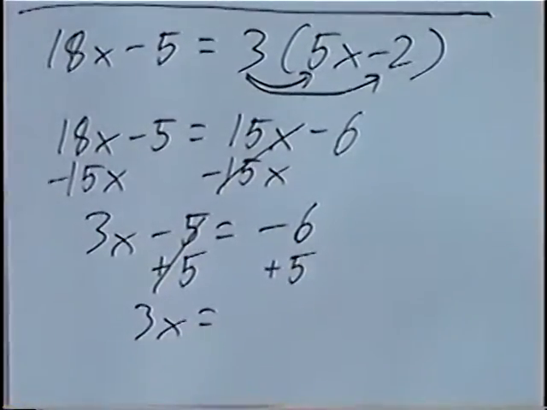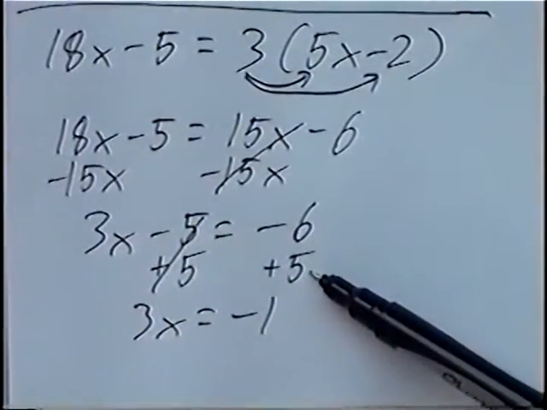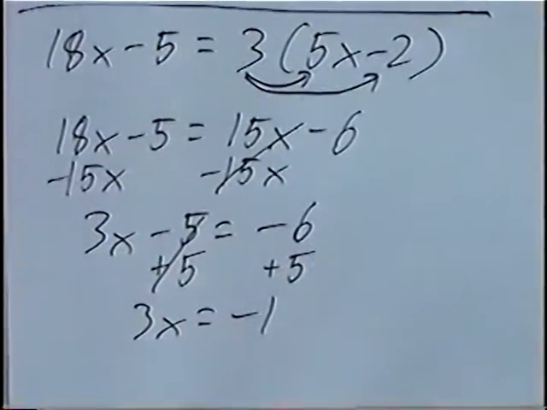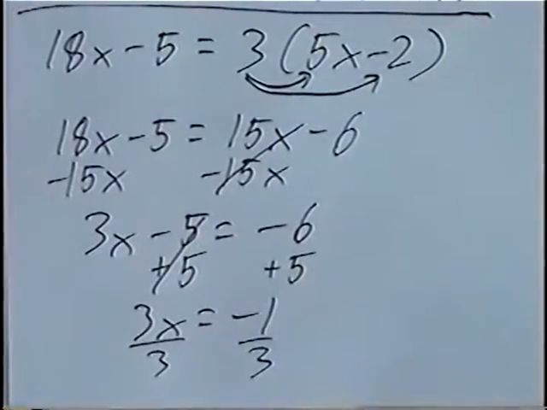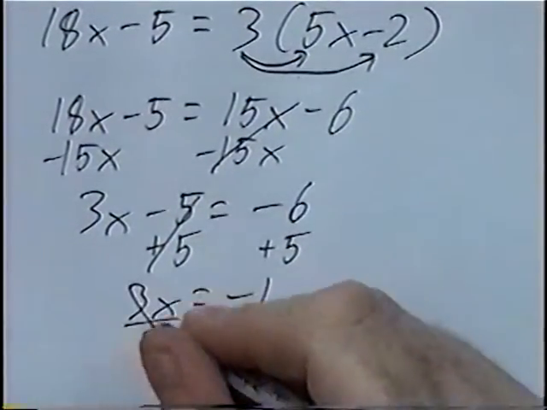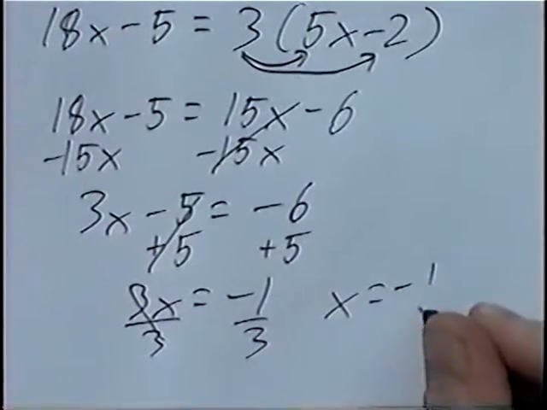3x equals negative 6 plus 5 would be negative 1. Different signs will subtract. The 6 is bigger, so it's negative. And last step, divide by 3. X equals, we'll have the fraction negative 1/3.